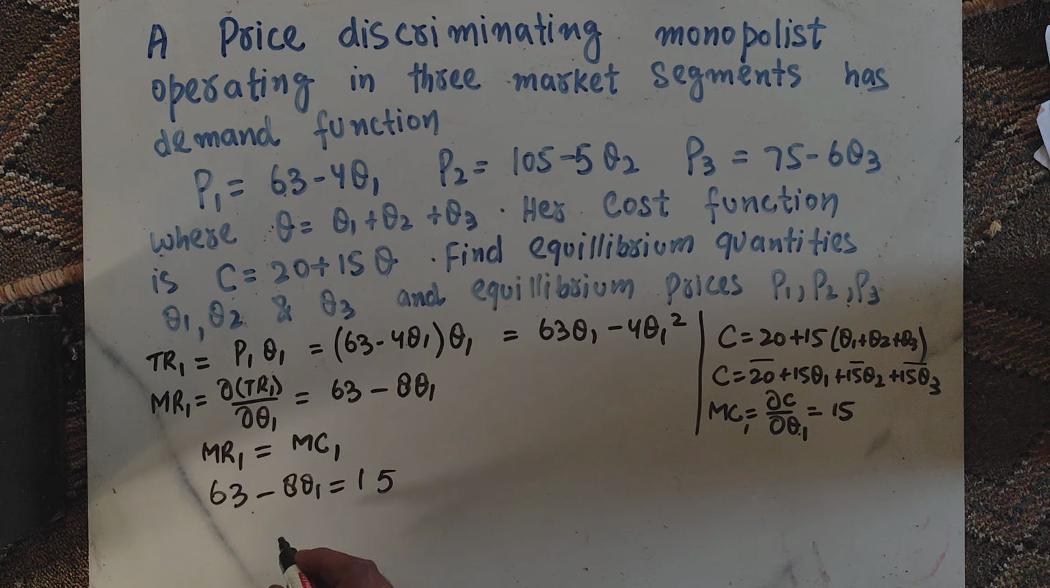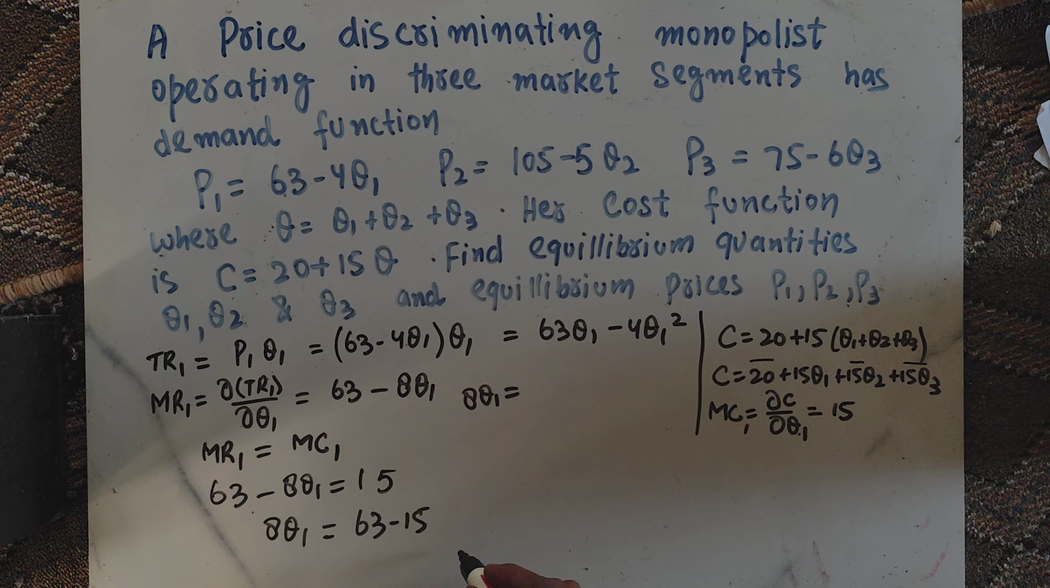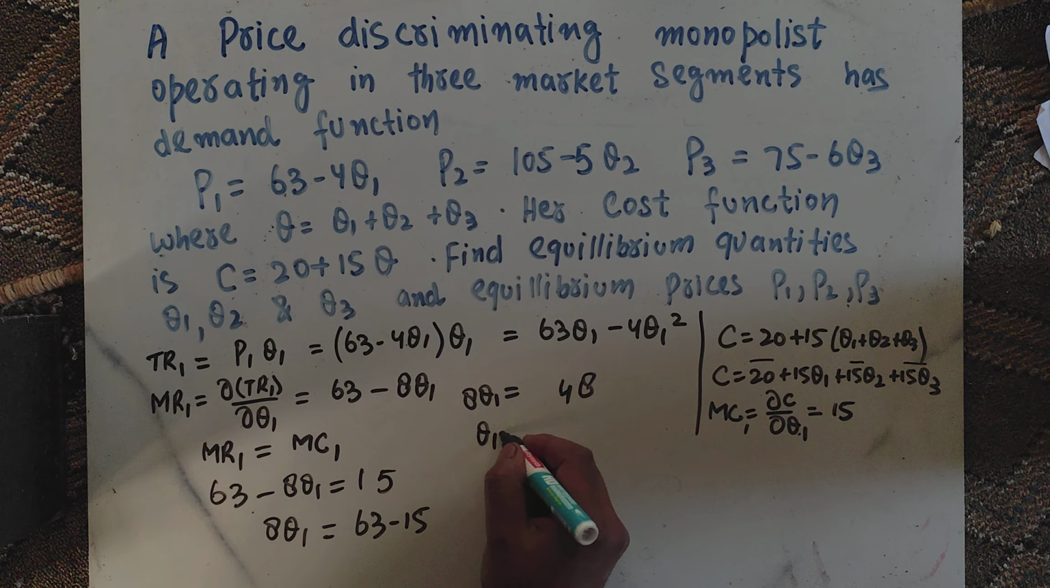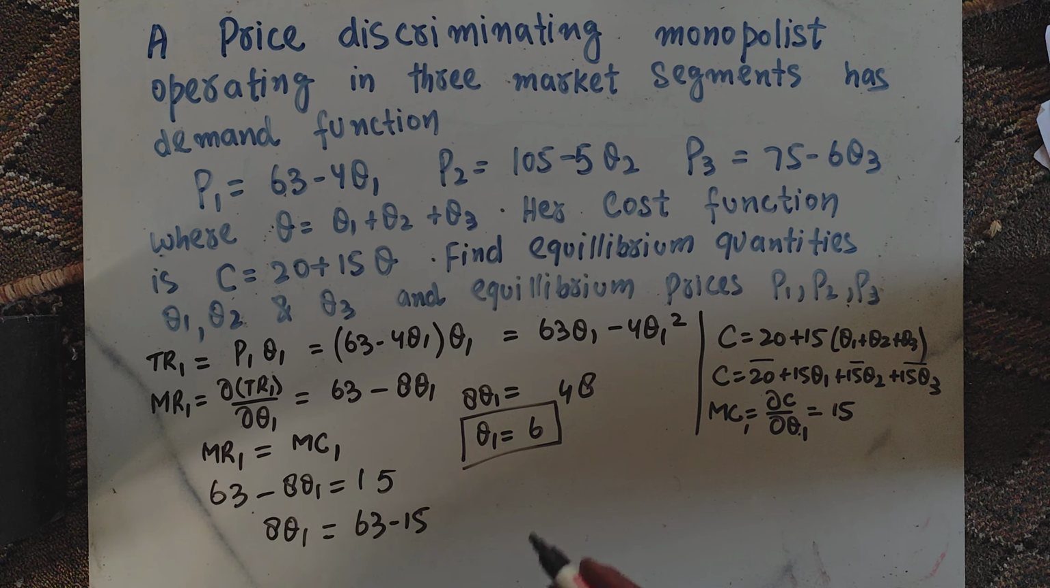Solving for Q1, 8Q1 is equal to 63 minus 15, so 8Q1 is equal to 48. Dividing both sides by 8, Q1 will be equal to 6. That is, the quantity in the first market will be equal to 6.